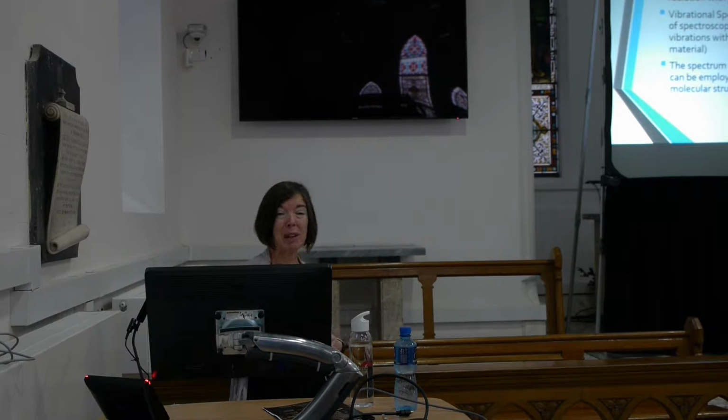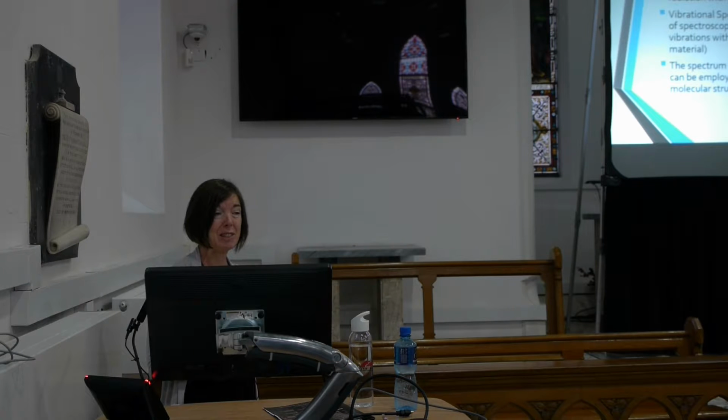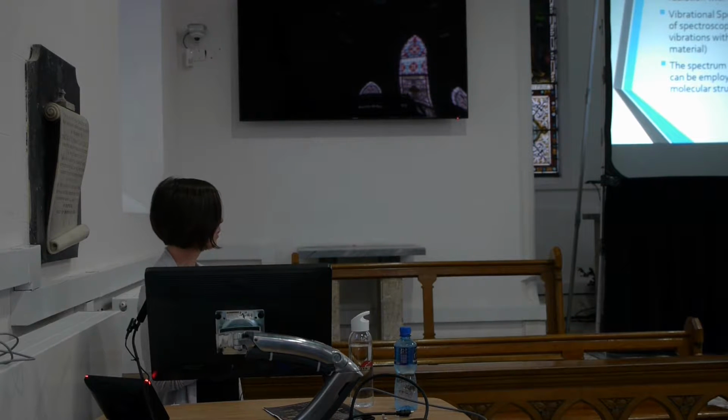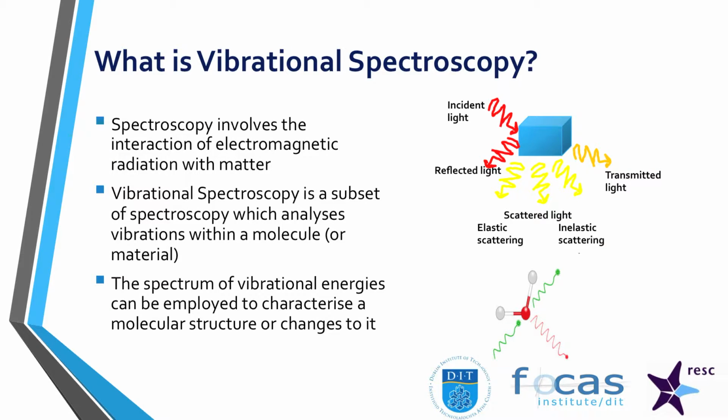So one of the main technologies in biophotonics is vibrational spectroscopy. So I'm just going to give you a very quick overview. Spectroscopy is really just the interaction of light with matter, and vibrational spectroscopy then analyzes vibrations within a molecule. And the spectrum of vibrational energies can be used to characterize a molecular structure or changes to that structure. So if we shine light on anything at all, that light can be reflected, it can be transmitted, or it can be scattered. And this is what I'm going to be talking about, the scattered light.